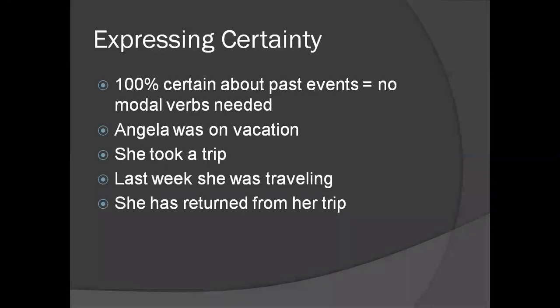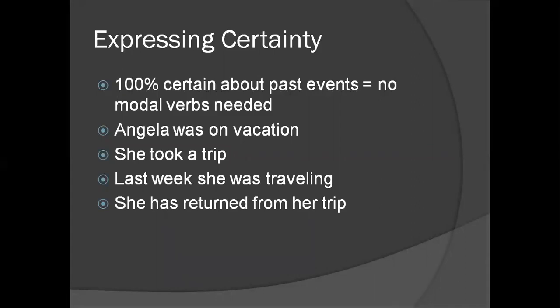If you are 100% certain about a past event, then no modal verbs are required. Whenever you want to talk about certainty, where you are very sure that something has happened: Angela was on vacation. She took a trip. Last week she was traveling. She has returned from her trip. If you look at these examples, you are very sure about certain things. So when you are 100% sure about past events, you are not going to use any modal verbs. You're saying Angela was on vacation.